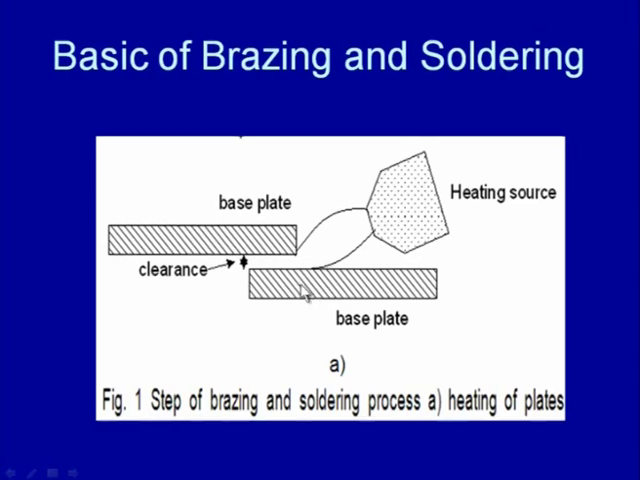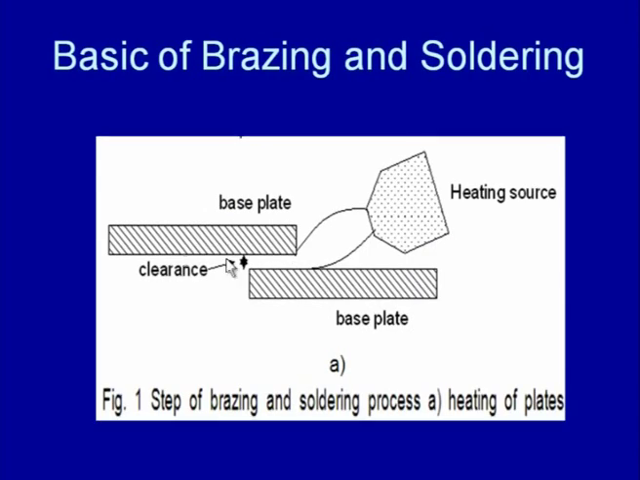the components to be joined are brought into a particular position, so that proper clearance is maintained between the plates to be joined, and thereafter heat is applied. Once they are heated to the correct temperature, then the braze material or solder material is placed in, and on melting, this material gets distributed between the components to be joined by capillary action, and subsequently on solidification we get a joint between the members to be joined.